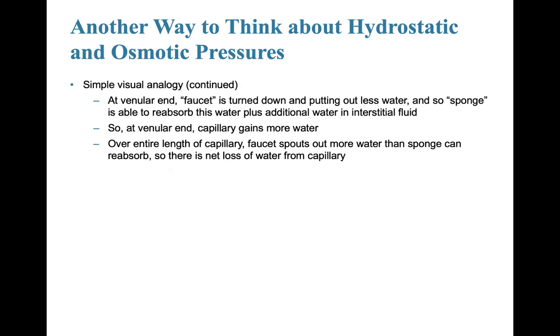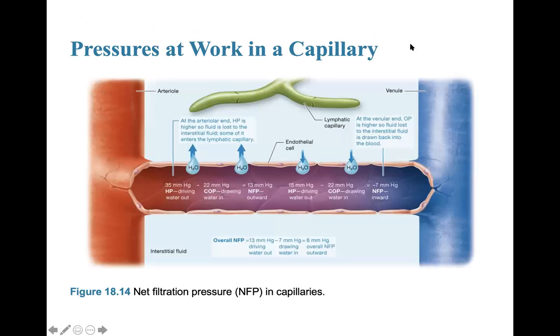At the venous end, the faucet is turned down, putting out less water, so the sponge is able to reabsorb more. So at the venous end, the capillary gains more water. Over the entire length of the capillary, the faucet is going to spout out more water than the sponge can reabsorb, so there's a net loss of water from the capillary. Okay, and that's what's shown here.